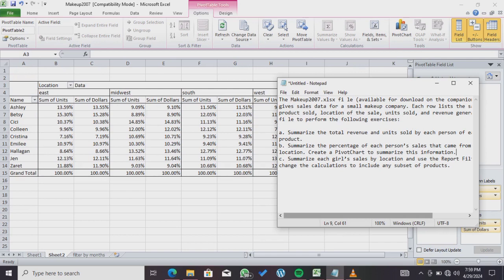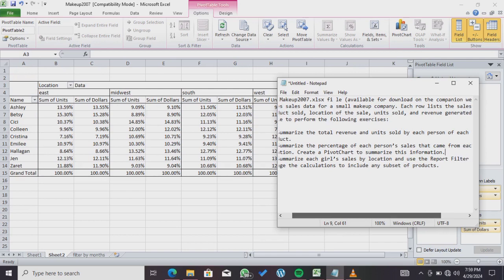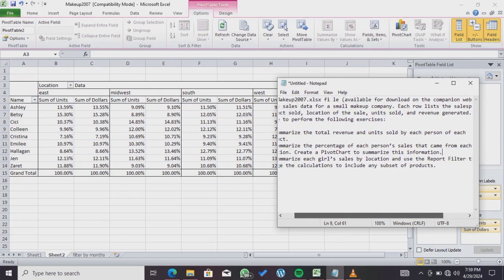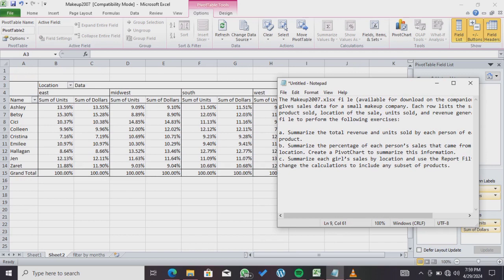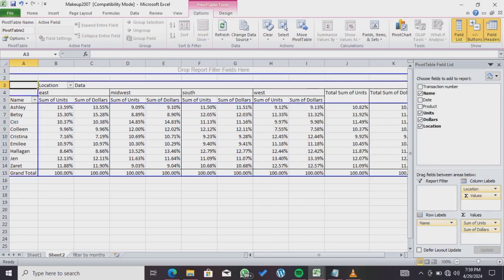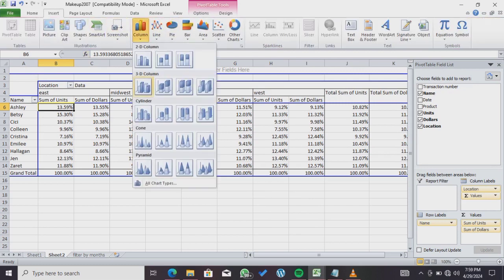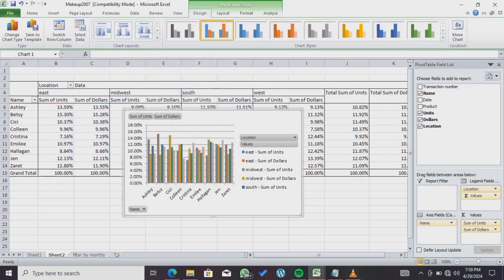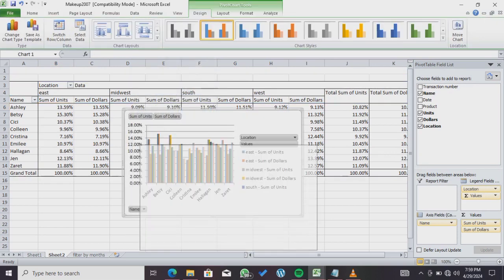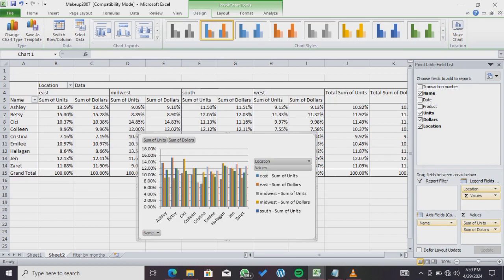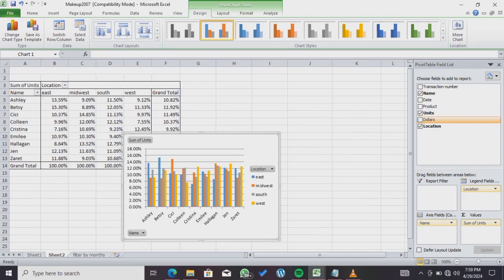The next one says summarize each girl's sales by location. For B, we have to create a pivot chart to summarize the information. So as usual, let's go to insert and create a pivot chart. From this chart, you see it's a little bit clumsy. Let's remove the dollars so that it'll be a little bit easier to read.